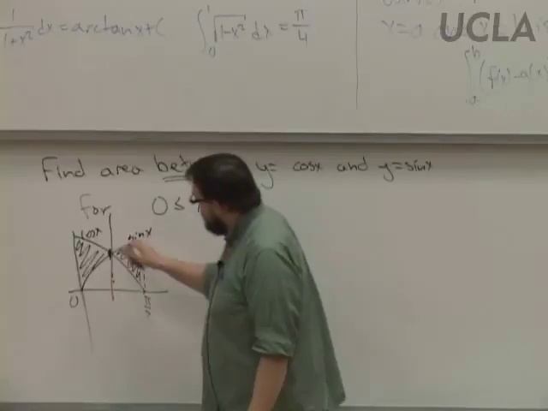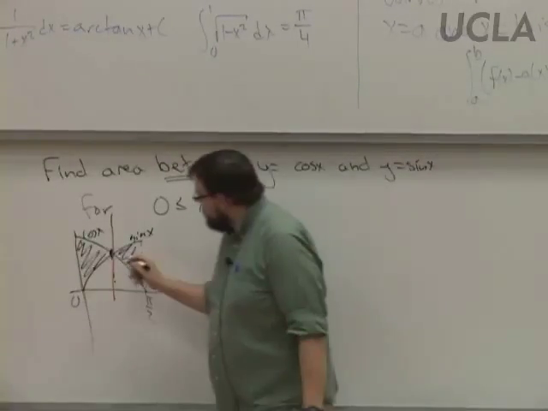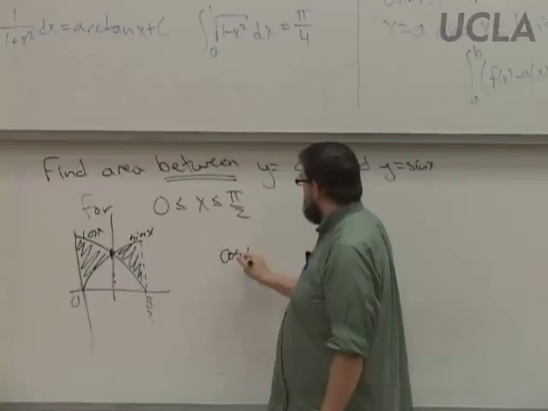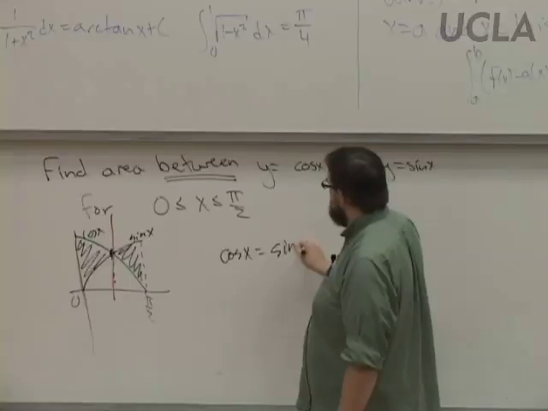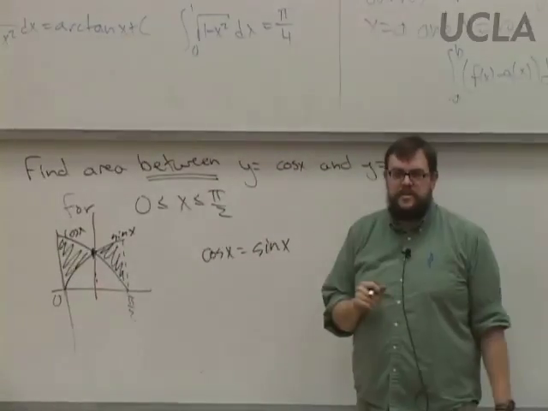Now, of course, I have to figure out where do I split. So how do I figure out where I split? Well, I split where the curves intersect. So I say, okay, well, when does cosine x equal sine x? Now, hopefully, we all know an angle where cosine x equals sine x between 0 and pi halves.